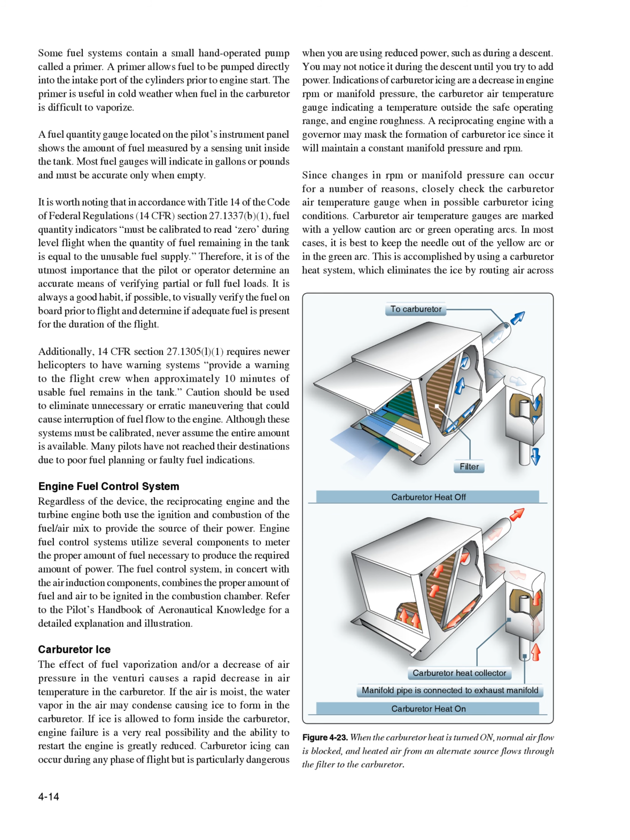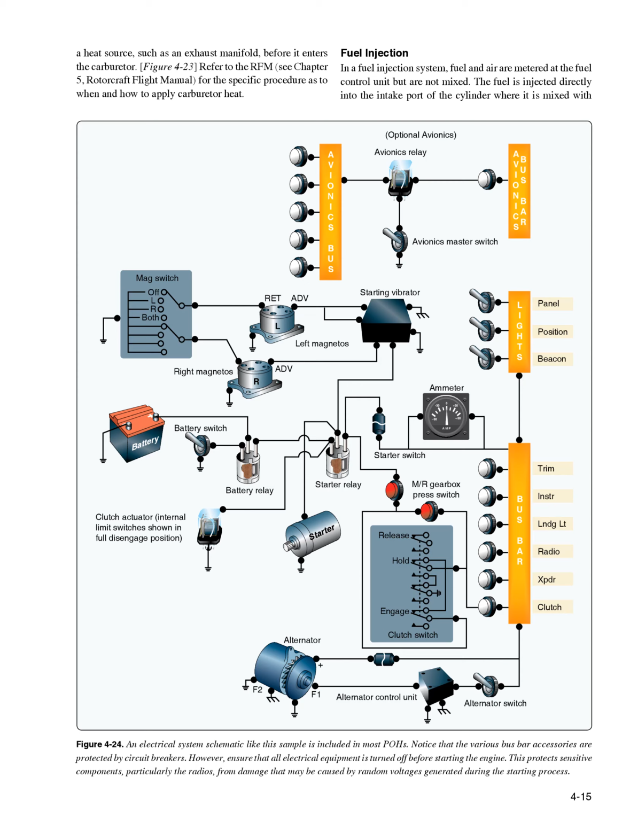This is accomplished by using a carburetor heat system, which eliminates the ice by routing air across a heat source, such as an exhaust manifold, before it enters the carburetor. Figure 4-23. Refer to the RFM, see Chapter 5, Rotorcraft Flight Manual, for the specific procedure as to when and how to apply carburetor heat.